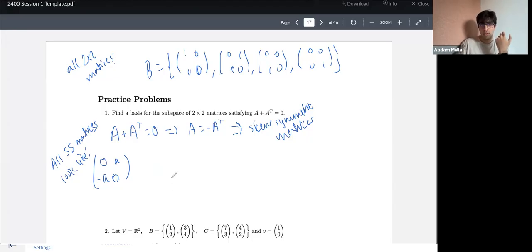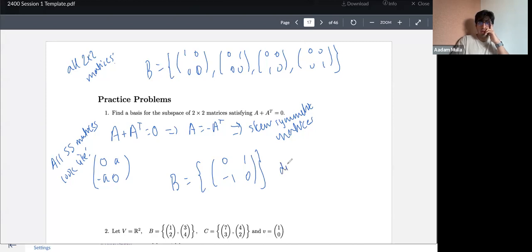What would that be? It would be this basis, right? 0, 1, negative 1, 0. Because I can multiply this by any scalar multiple and get a matrix of this form. Okay, so here's a basis, here's the answer, here's your basis for the subspace.